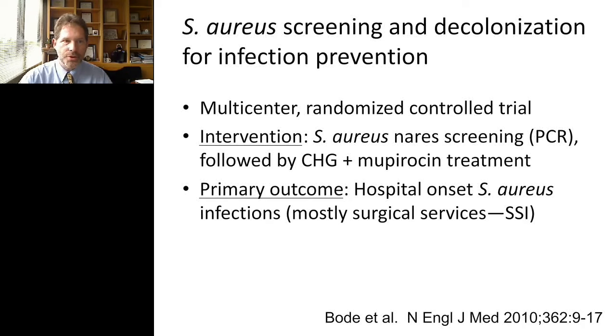So this leads to an obvious intervention, which is, okay, if nasal carriers are at increased risk of infection, what if we try to eradicate or suppress nasal carriage by seeking out those individuals who have carriage and then trying to decolonize them, usually using mupirocin in combination with chlorhexidine body washes to prevent or eradicate organisms that transiently colonize the skin, often from the nose.